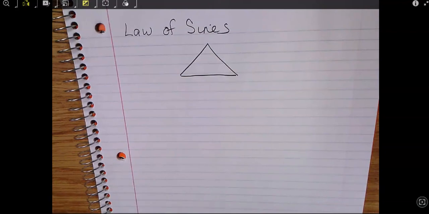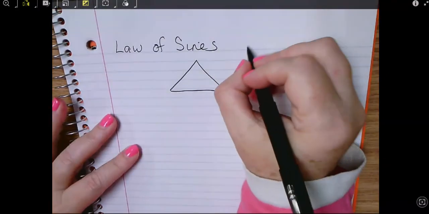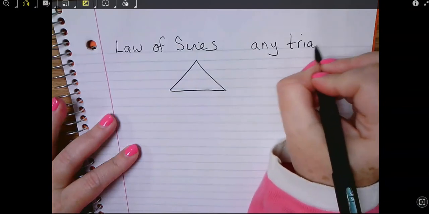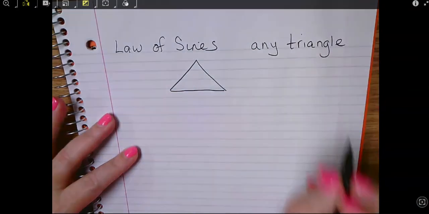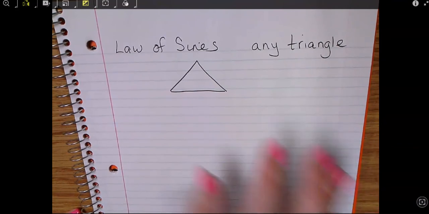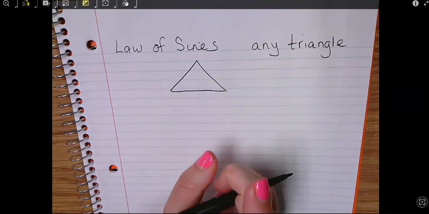Hey guys, in this lesson we're going to talk about the law of sines. First off, the law of sines is good for any triangle, whereas the Pythagorean theorem, a squared plus b squared equals c squared, is only good for right triangles. What I'm going to teach you is good for all. But before we get started, we need to talk about how to correctly label a triangle.